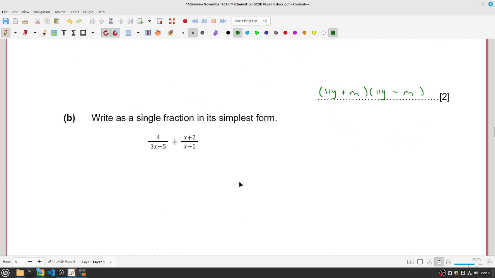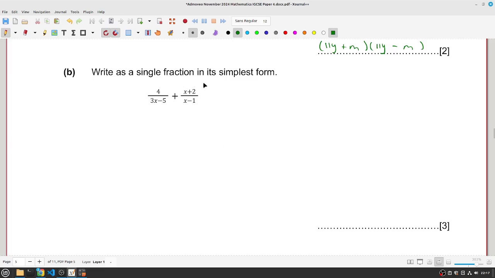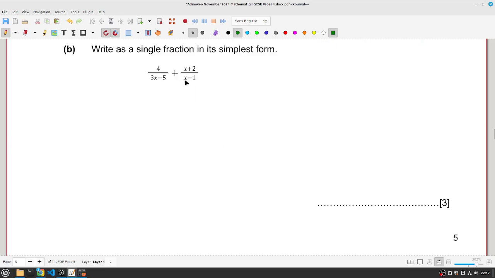Okay. Write as a single fraction in its simplest form. Okay, so if we want to add or subtract fractions, we need to have a common denominator. So let's just say if we had numbers and not letters, if we had 1 over 2 plus 3 over 5, what would be the common denominator for 2 and 5? It would be 10, right? Because that is 2 times 5. So we just say 2 times 5 to get our common denominator.